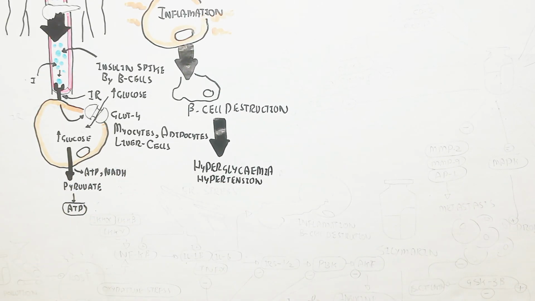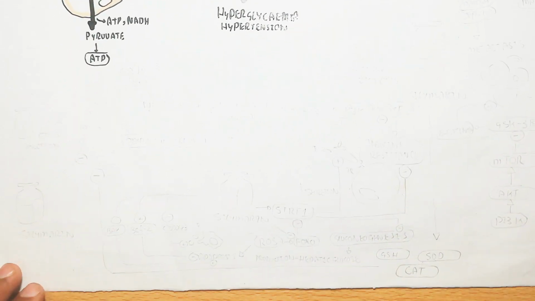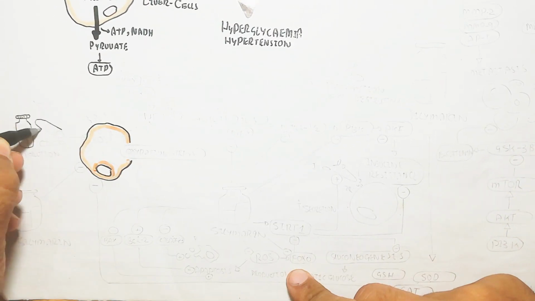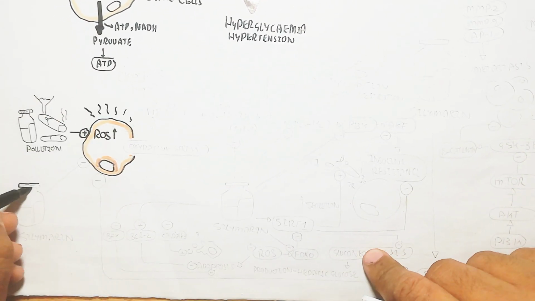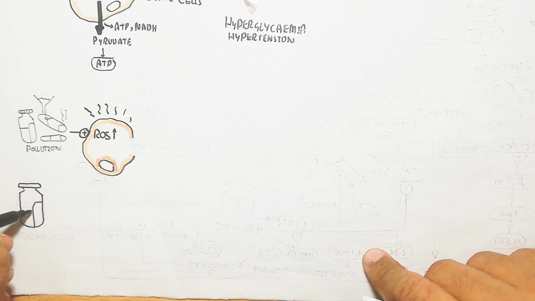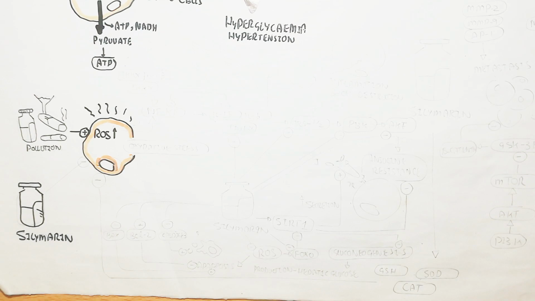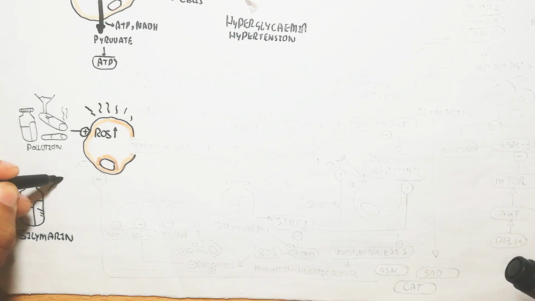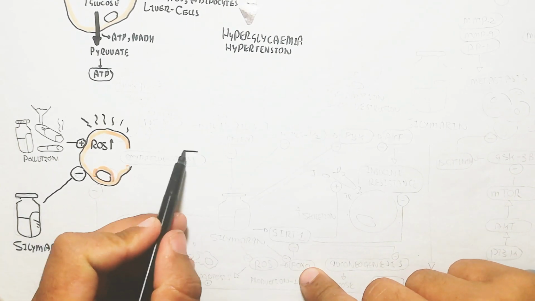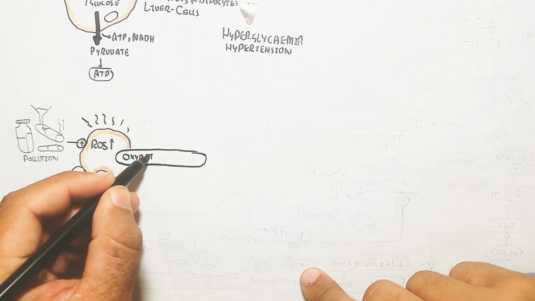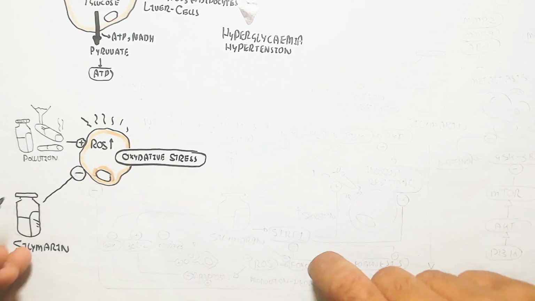So let's understand inflammation and oxidative stress. Pollution, smoking, drugs and medication lead to an increase in reactive oxygen species, which causes oxidative stress. Silymarin will inhibit this effect, and the silymarin targets are several.